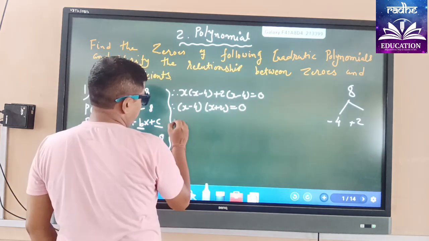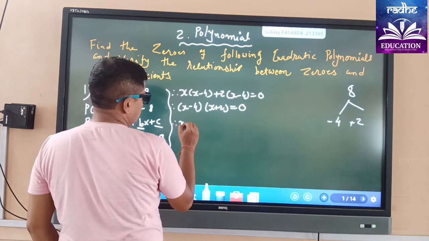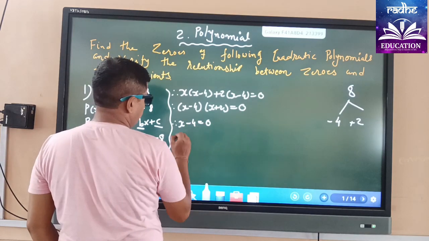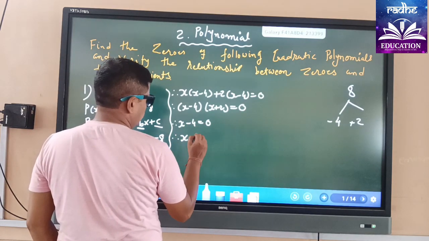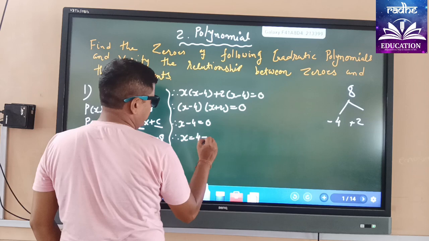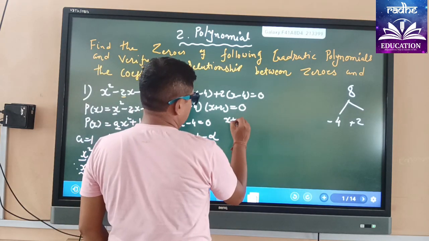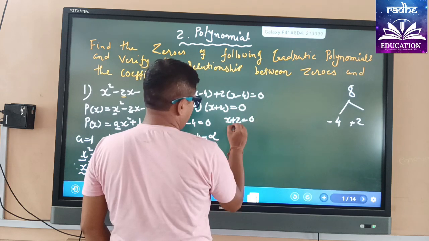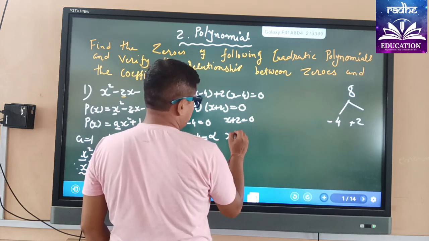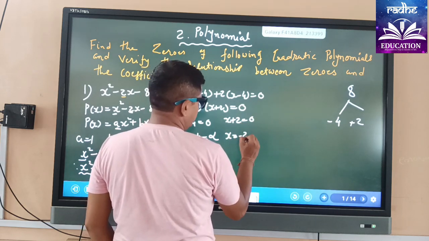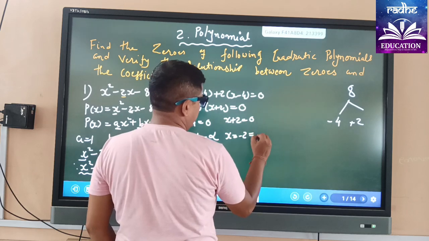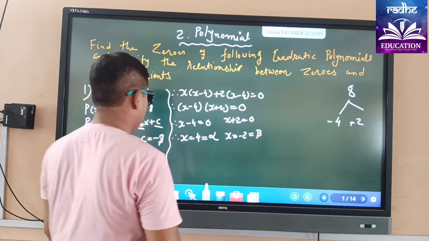We get two zeros. That is, x minus 4 equals 0. Therefore x equals 4. This is the first zero. We will represent it by alpha. The other we have, x plus 2 equals 0. Therefore we are changing the side of the 2, so x becomes minus 2. Okay, so this is the other zero, that is beta.